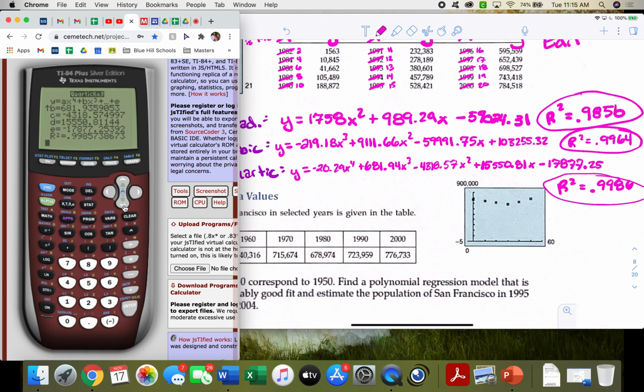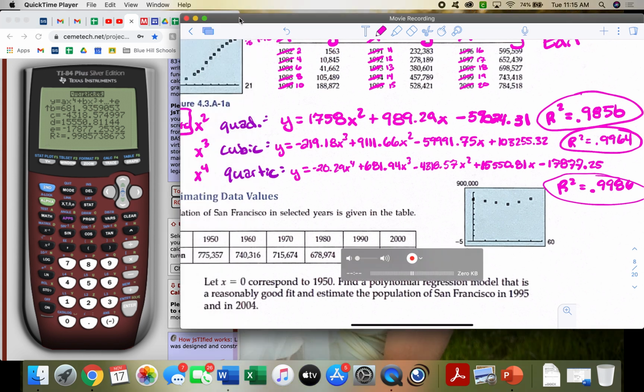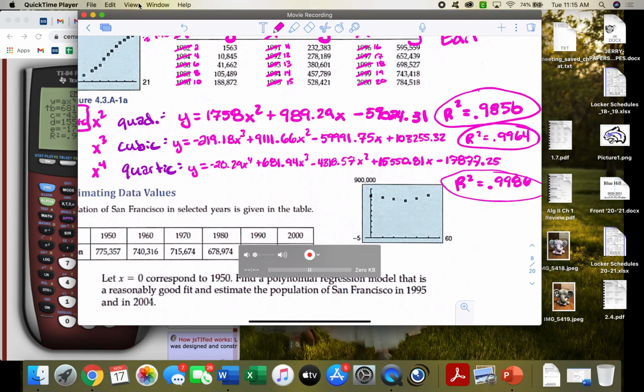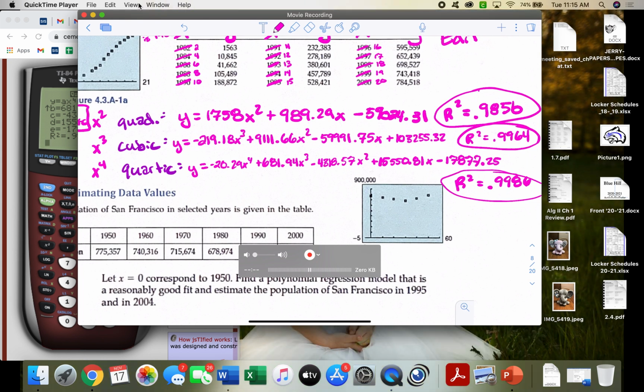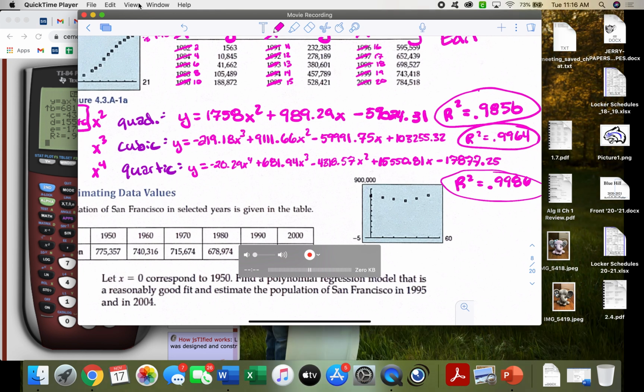Did you guys get these? Yes? Those are my equations. Now for the r squared. All right, who needs an r squared? Oh, okay. You need an r squared. There you go. Okay, this is it. Just go all the way down. It goes in alphabetical order, and it says diagnostic.